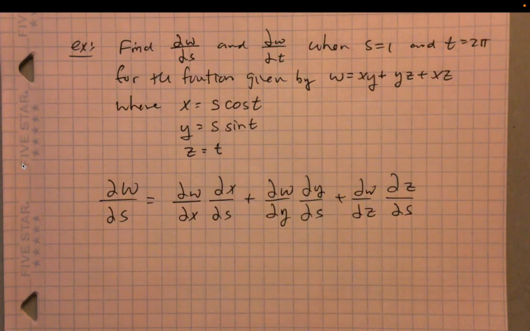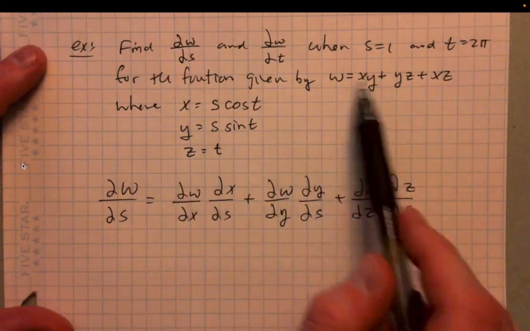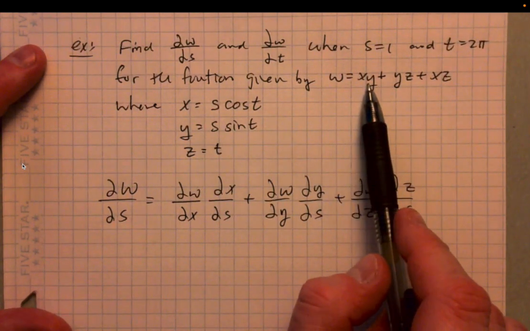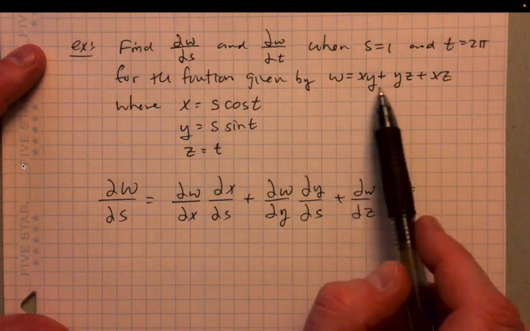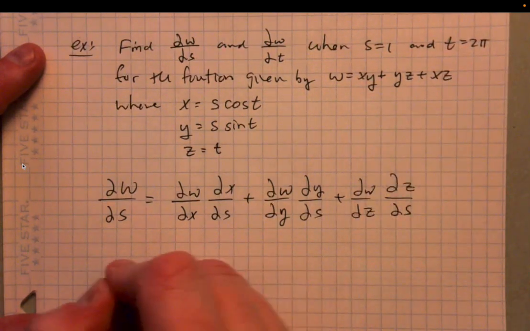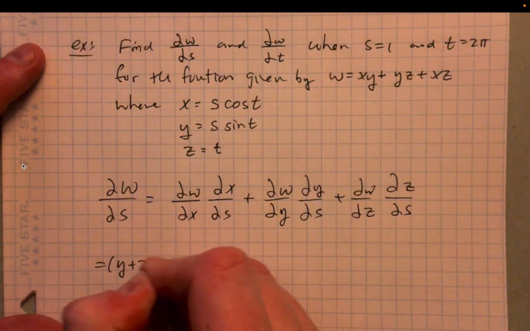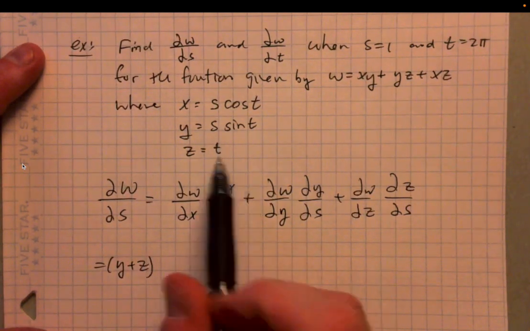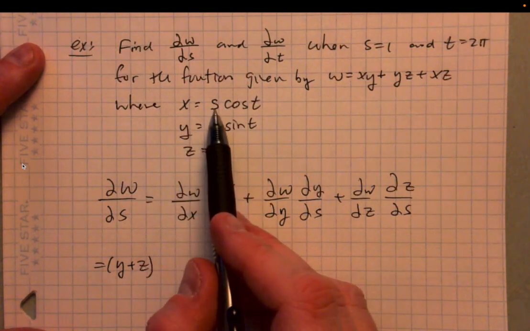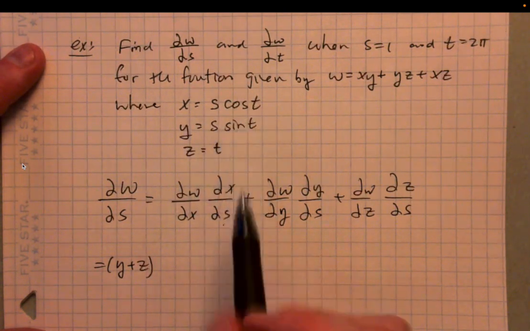Okay, so what is the partial of w with respect to x? Looking up here at w, x is a variable, everything else is a constant. So it'd be y plus 0 plus z, right? So you'd get y plus z. Now what's the partial of x with respect to s? Well, this is x. Partial of x with respect to s, s is the variable, cosine of t is just a constant, so it'd just be cos t.